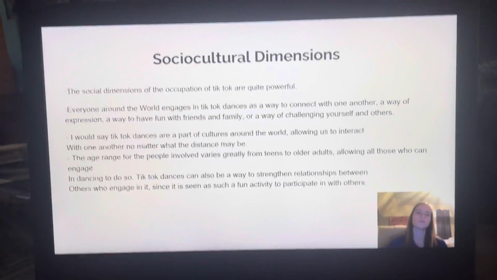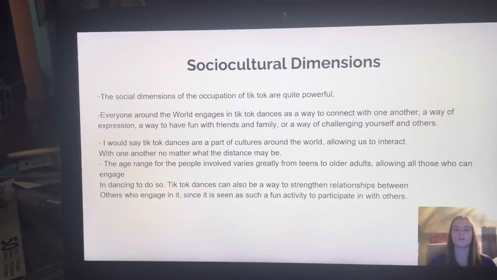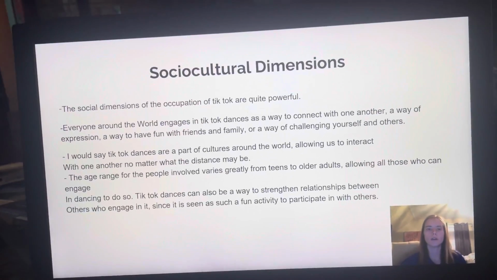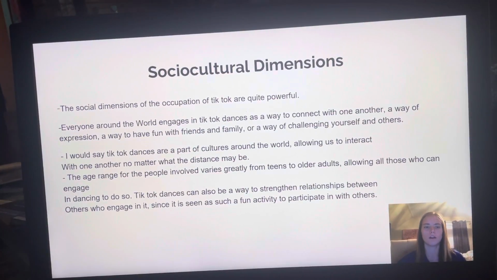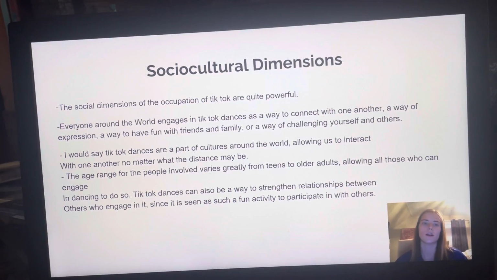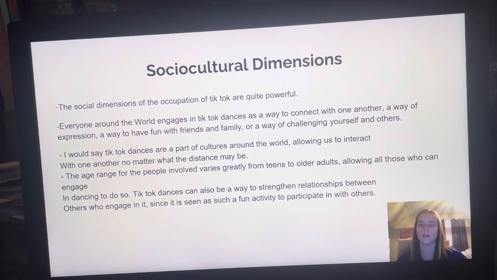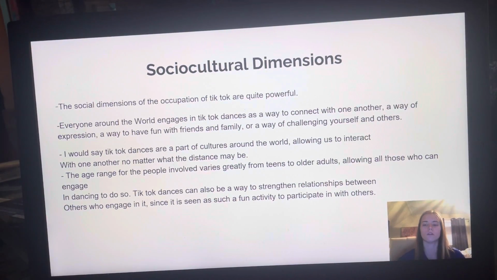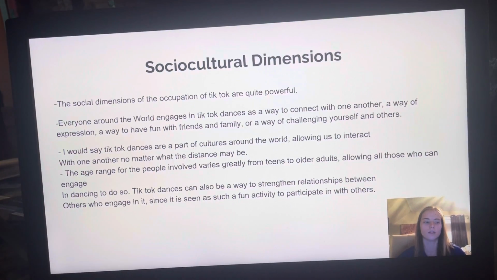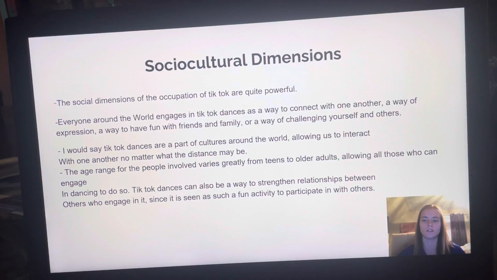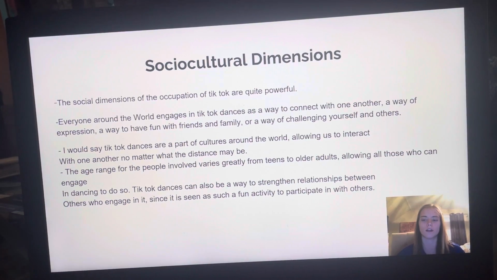The social dimensions of TikTok are quite powerful in my opinion. Everyone around the world engages in TikTok dances as a way to kind of connect with one another. It can be expression, it can be a way to have fun with friends and family, or you can challenge yourself along with others. A lot of people do TikTok trends and challenges come and go, and it's just a fun way to really just interact with.